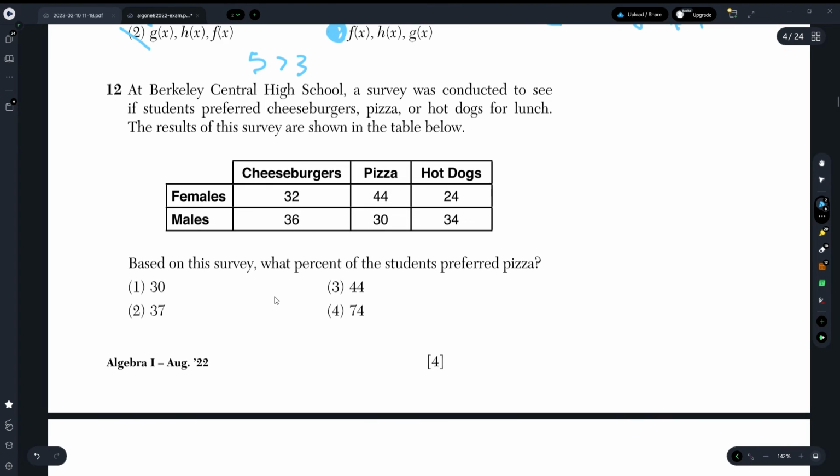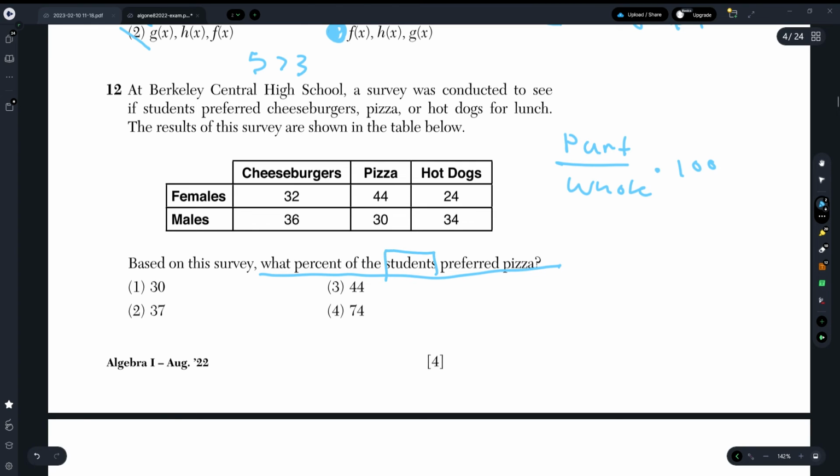So 12 asks, at Berkeley Central High School, a survey was conducted to see if students preferred cheeseburgers, pizzas, or hot dogs for lunch. The results of the survey are shown in the table below. Based on the survey, what percentage of students preferred pizza? So, percent is part over whole times 100. So, what percent of the students?